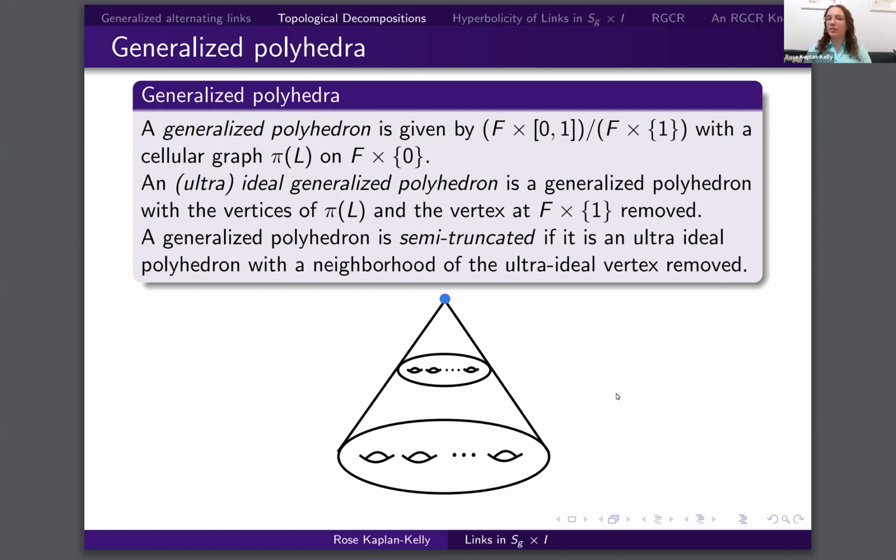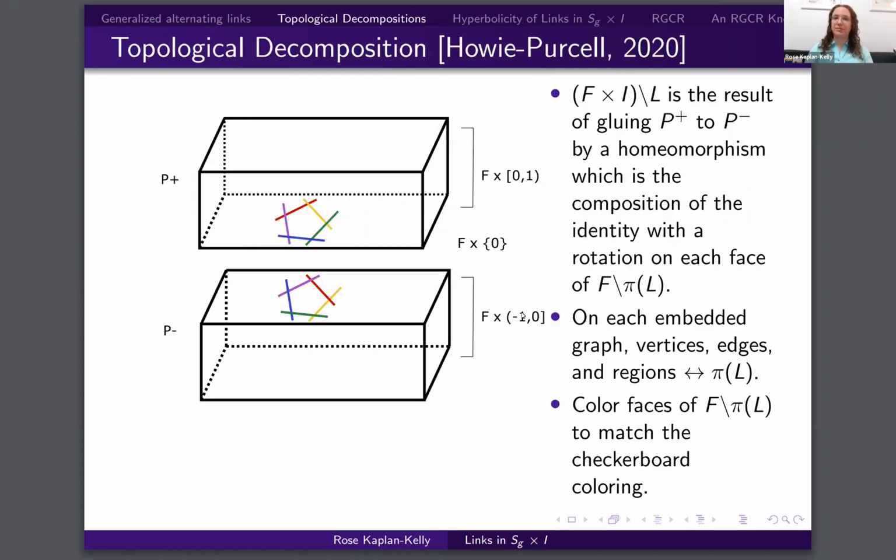We'll say that this generalized polyhedron is ideal if all of the vertices of that cellular graph and the vertex that we cone to have been removed. We can also say that it's ultra ideal if that vertex here in blue is ultra ideal. Our generalized polyhedron will be semi-truncated if that ultra ideal vertex has had a neighborhood removed. So we can chop off a neighborhood of that ultra ideal vertex.